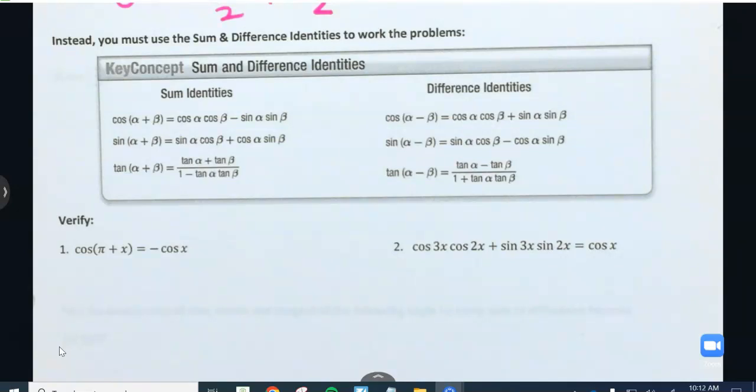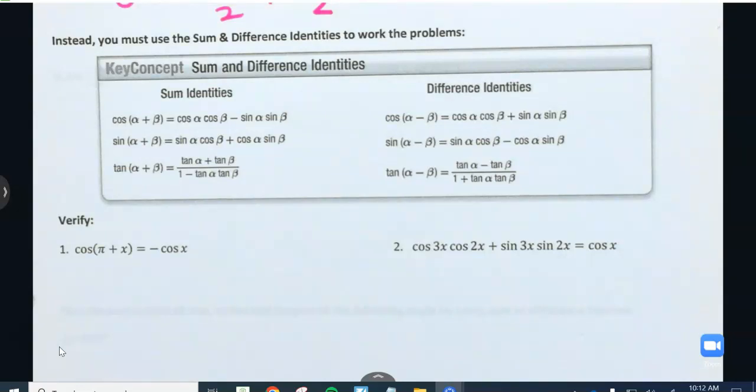Something else that you have to remember is cosine is a big fat liar. So if you notice, see how cosine has a plus sign in there, but it has a minus sign in expanded form. You're going to have to remember that. Over here, cosine has a minus, but in expanded form, it's a plus sign. So you have to remember that too.